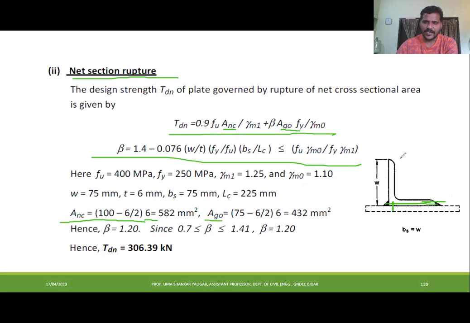Similarly, the outstanding leg is this one. From here up to the center, it is 75 minus 6 by 2, multiplied by the thickness, and you will get the Ago. Okay, now afterwards we need to calculate the beta value.